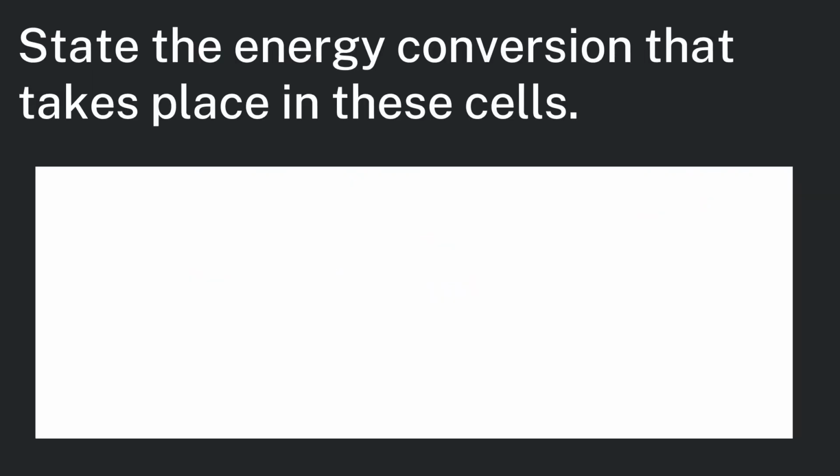State the energy conversion that takes place in these cells. In galvanic cells, specifically, they take chemical energy stored within the bonds of the reactants and turn it into electrical energy that can power devices. And the keyword here is that it says in these cells, so in galvanic cells. So that's just chemical potential energy to electrical energy.